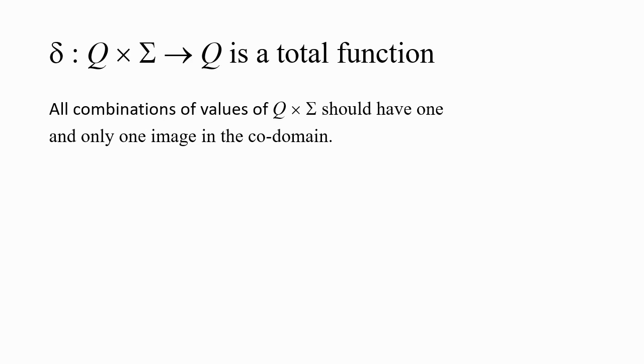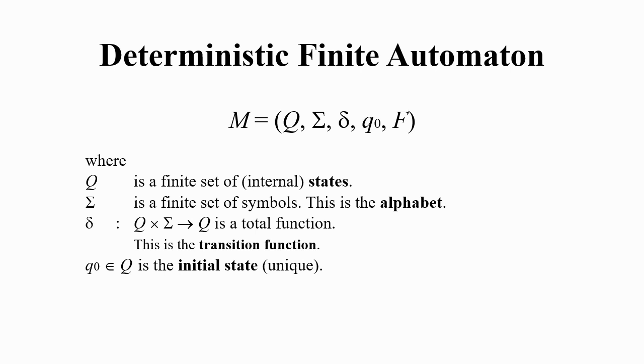Now, delta is a total function from Q times sigma to Q means that all combinations of values of Q times sigma should have one and only one image in the codomain. Q0 is an element of Q. It is the initial state. It is a unique state. F is a subset of Q, a set of final states.